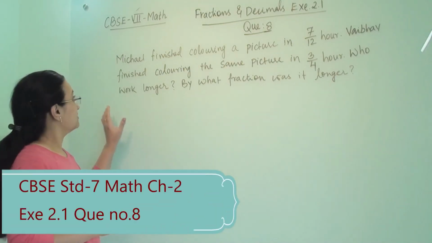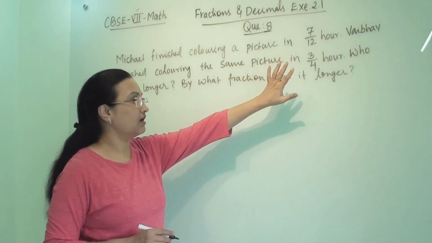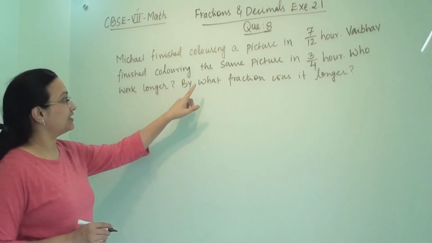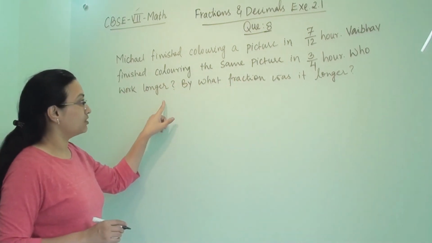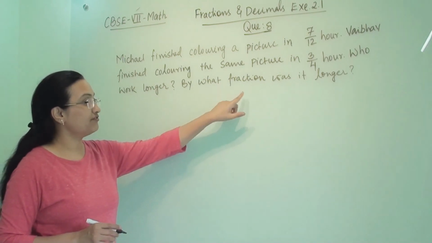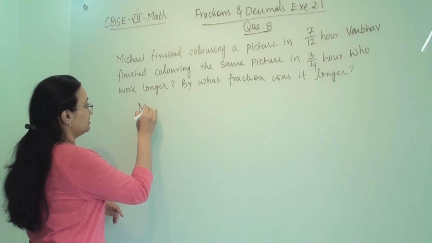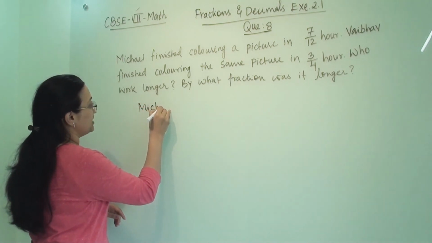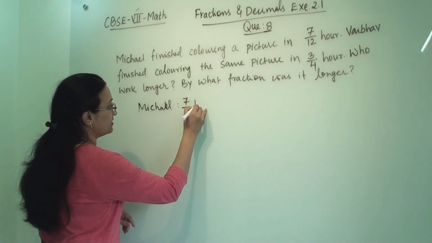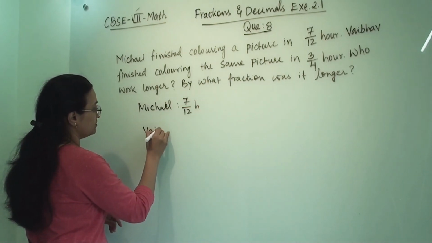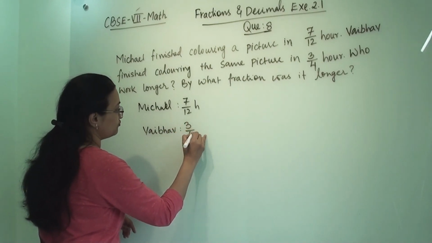Question number 8. Michael finished coloring a picture in 7 by 12 hour. Vaibhav finished coloring the same picture in 3 by 4 hour. Who worked longer and by what fraction was it longer? So here this is the time taken by Michael, that's 7 by 12 hour, and Vaibhav took 3 by 4 hour.